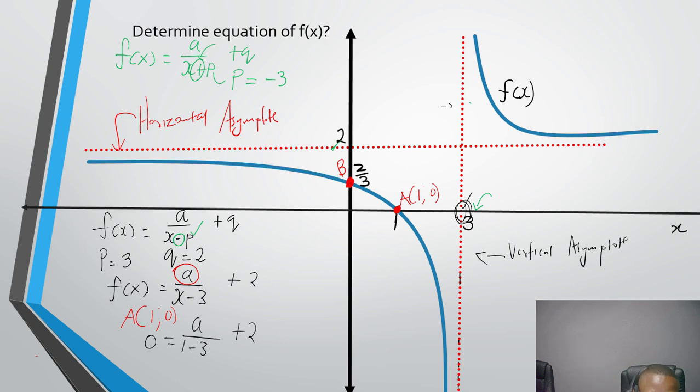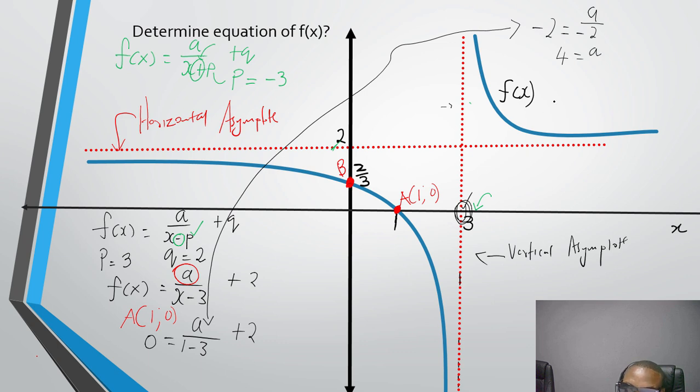So let's do it. There is a shortage of space, so I will come and write here. Hopefully you will follow. I will take positive 2 to the left side of the equal sign. So it's going to be negative 2 equals A over 1 minus 3, which is negative 2. So negative 2 equals A over negative 2. And here you just cross multiply. Negative 2 times negative 2 is 4. So 4 equals A.